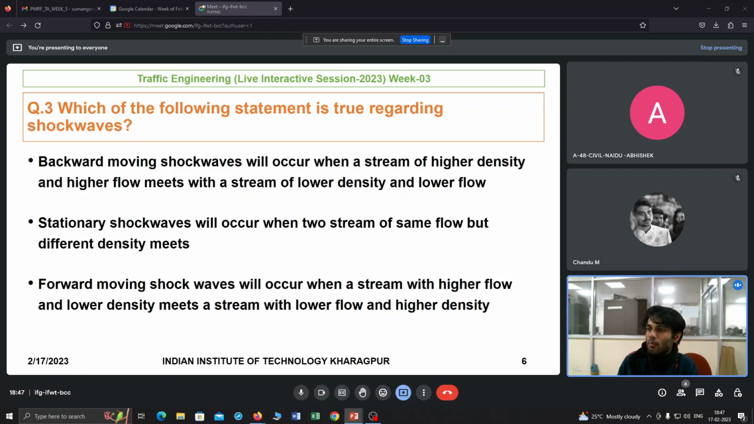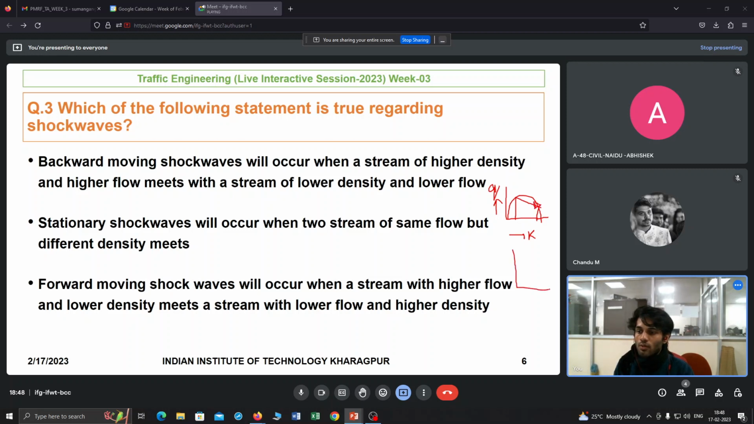Which of the following statements is true regarding shock waves? So tell me, first you can answer. You may use your QK diagram, you may plot and try to see whether it is a stationary shock wave, or is it forward, or is it backward, right. So if this is a QK plot, the shape is this. Now you imagine three scenarios. One scenario will be this, and this will be your shock wave.